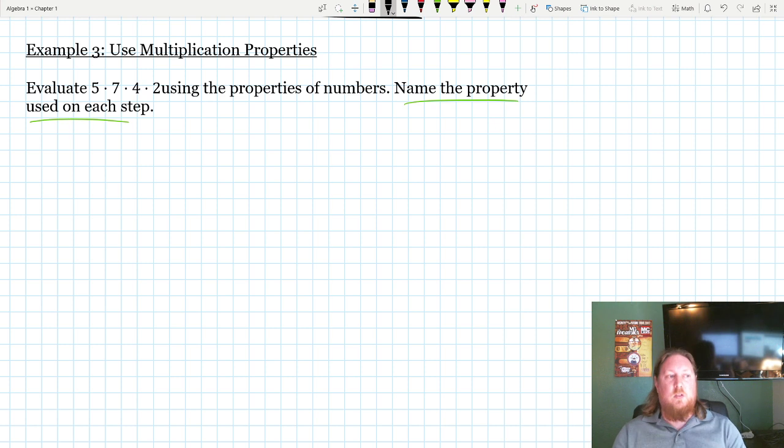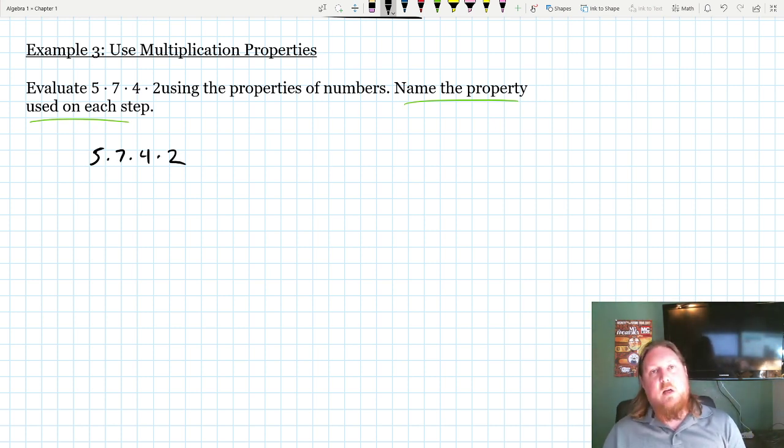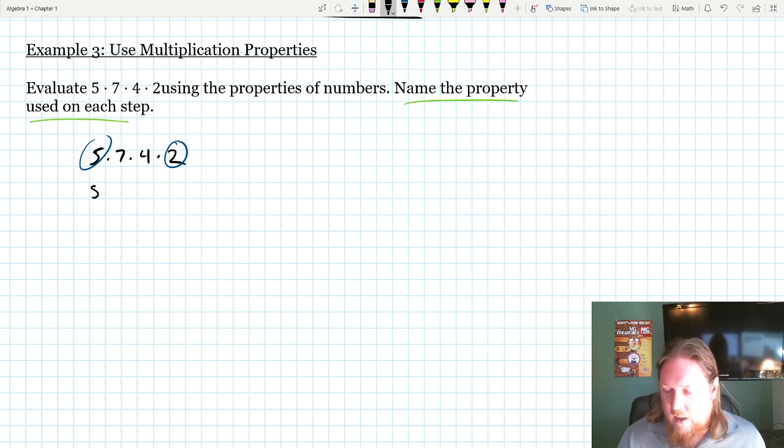So this is a problem where it's really good to do a vertical alignment for your work. I've got 5 times 7 times 4 times 2. When I'm looking at this problem, it'd be really nice if those 5 and 2 are right next to each other. So I'm going to use the commutative property to put these two numbers right next to each other. And the cool thing about the commutative property is you can do it over and over again. So I can switch 4 and 2, and then I've got 2 and 7 next to each other, and I'm going to switch the 2 and the 7 again. So I got 5 times 2 times 7 times 4.